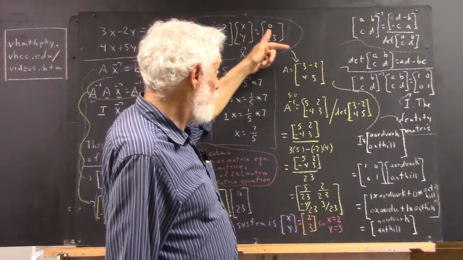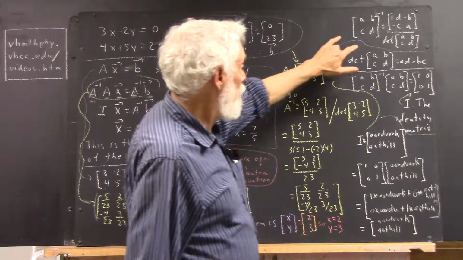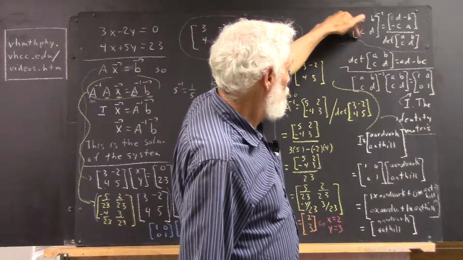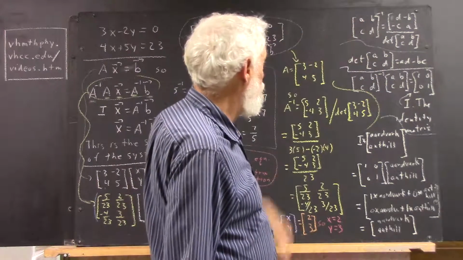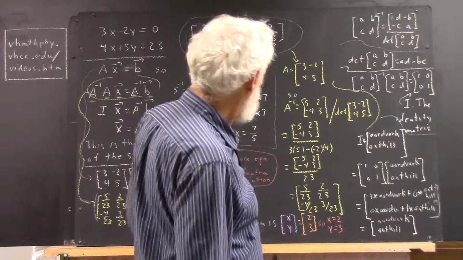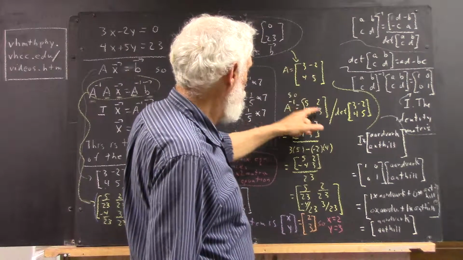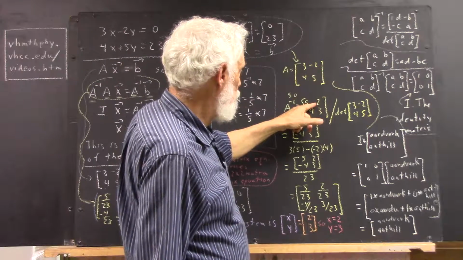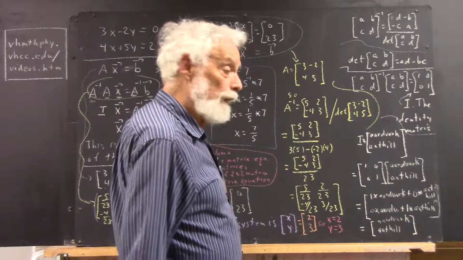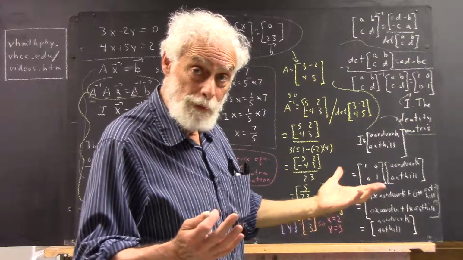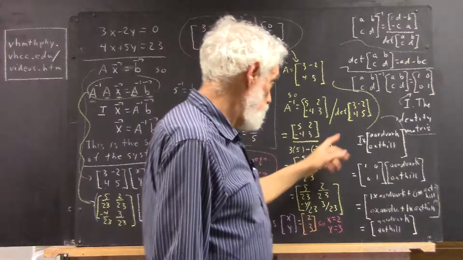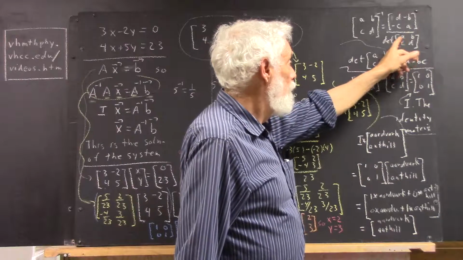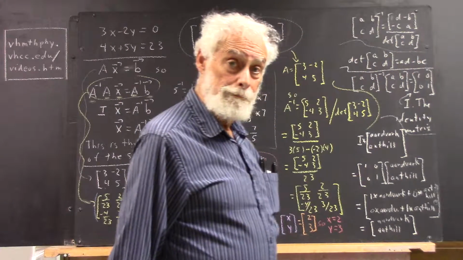What's A inverse? It's what you get when you flip the diagonal here and negate, make negatives on the other diagonal there. So if you flip the 3 and the 5, you get 5 and 3. If you put a negative in front of negative 2, you get 2. A negative of 4 is negative 4. That wasn't hard. And that's divided by the determinant of the ABCD matrix.